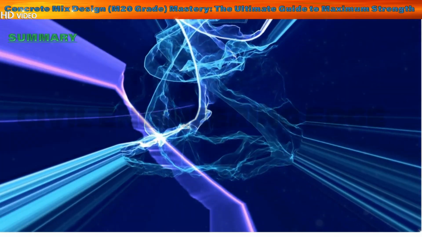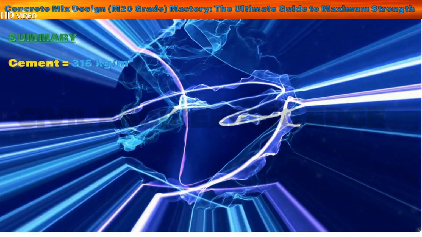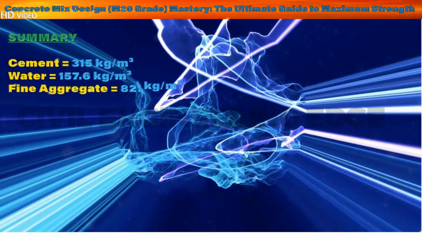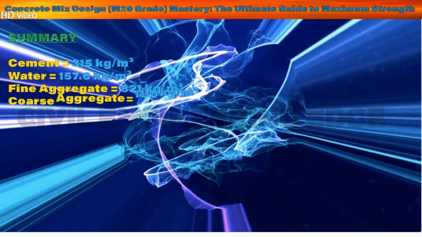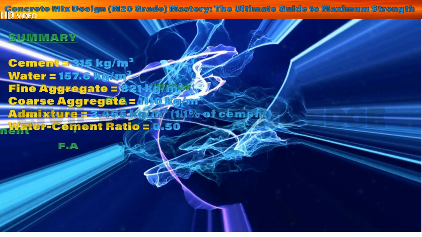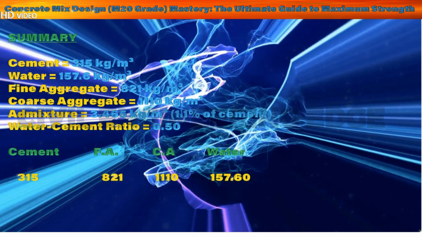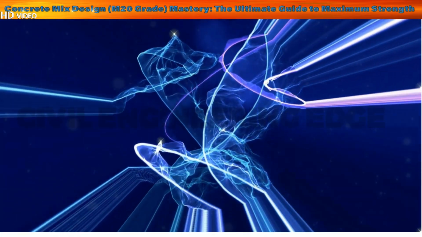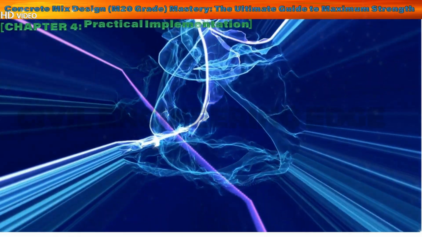Summary. Cement equals 315 kilogram per cubic meter. Water equals 157.6 kilogram per cubic meter. Fine aggregate equals 821 kilogram per cubic meter. Coarse aggregate equals 1,110 kilogram per cubic meter. Admixture equals 3.465 kilogram per cubic meter, 1.1% of cement. Water-cement ratio equals 0.50. Ratio: cement 315, fine aggregate 821, coarse aggregate 1,110, water 157.60, which gives 1 : 2.61 : 3.53 : 0.50.